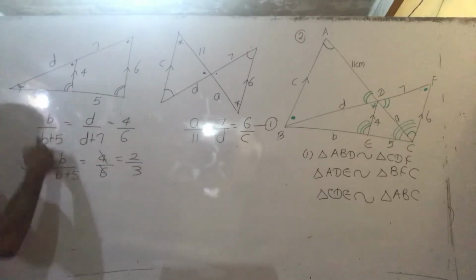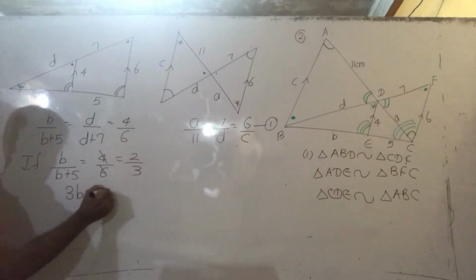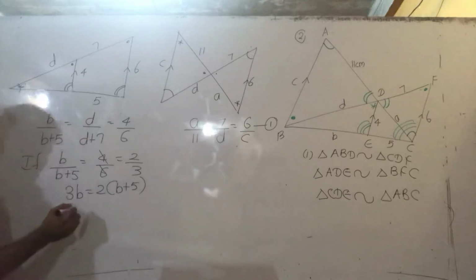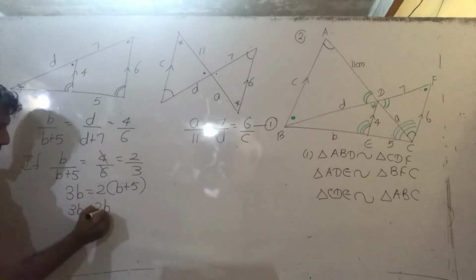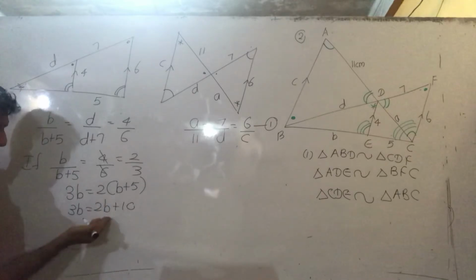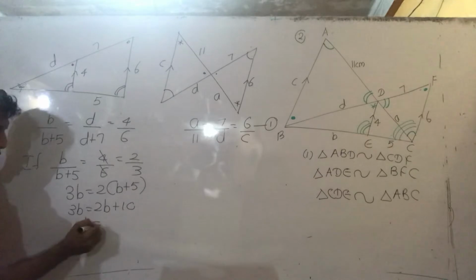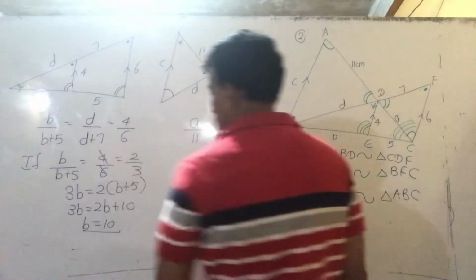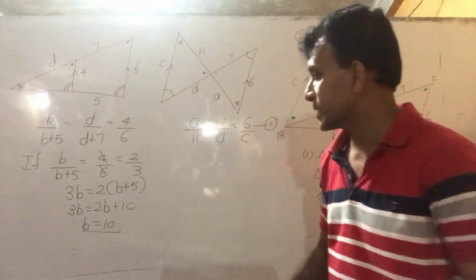Cross multiply: 3 times B equals 2 times B plus 5, right? So 3B equals 2B plus 10, okay? Take the 2B to this side, 3B minus 2B, 1B. So B equals 10. B equals 10, okay? And now take this and this, complete the D answer.